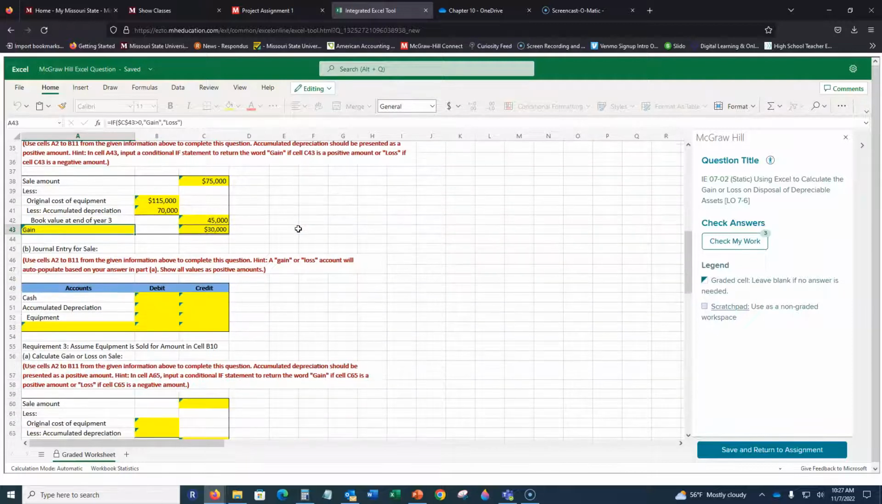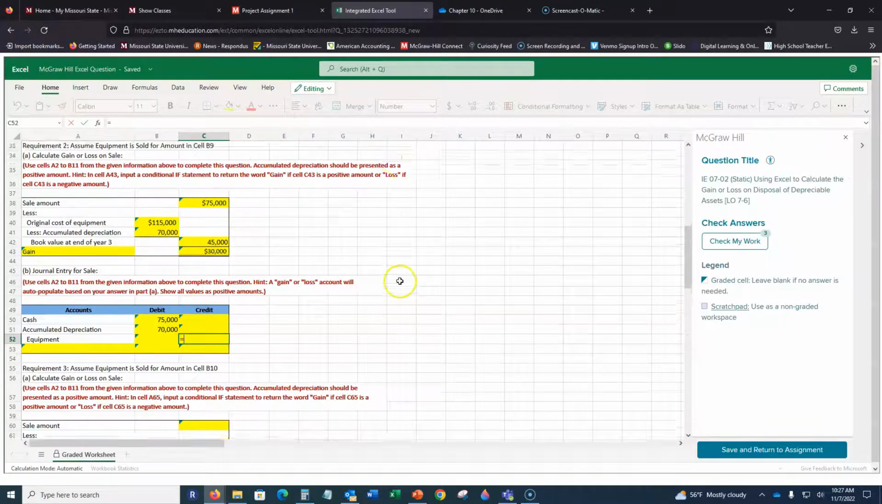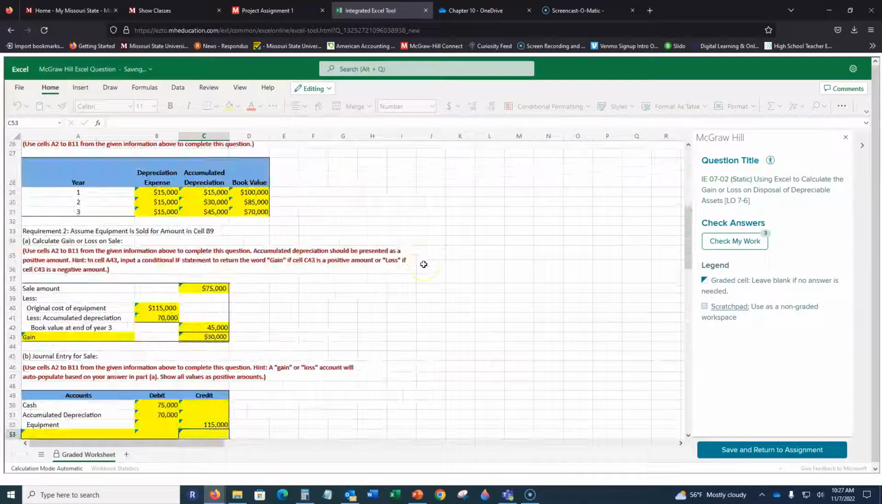Okay. Now they're going to ask us to type in the journal entry for this. Very simply put, we're going to increase cash with a debit because it's an increase to an asset. We're going to increase that by the amount of cash we got, which was $75,000. Our accumulated depreciation, remember, this is a contra asset account, but we're trying to reduce this because we're getting that off of our books. So we're going to debit it. Okay. We're going to credit our equipment because our equipment is an asset and we're trying to get it off our books. We're going to credit that for the original amount.